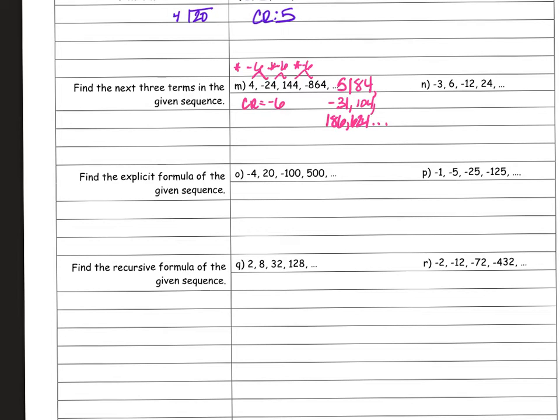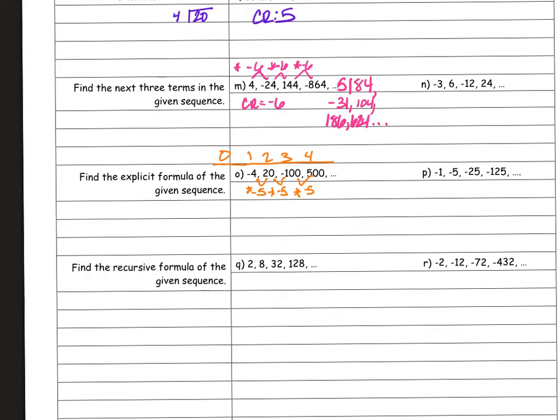Okay, so we're back now, and we are going to do problem O. Problem O says, find the explicit formula for the given sequence. So I have a sequence. I have my first term, second term, third term, fourth term, and I know I'm going to need my 0th term. In order to find my 0th term, I need to know what I do to get to each term. So what do I multiply negative 4 by to get 20? I think that's going to be negative 5. And negative 20 times negative 5 should be negative 100. And negative 100 times negative 5 should be positive 500. Good. So my common ratio is negative 5.